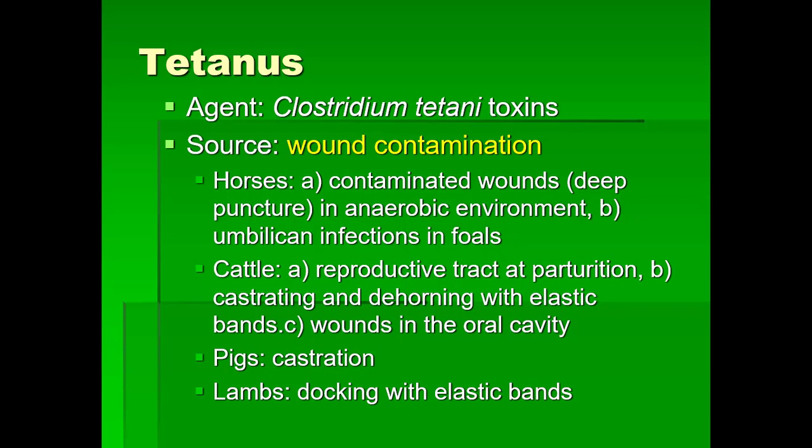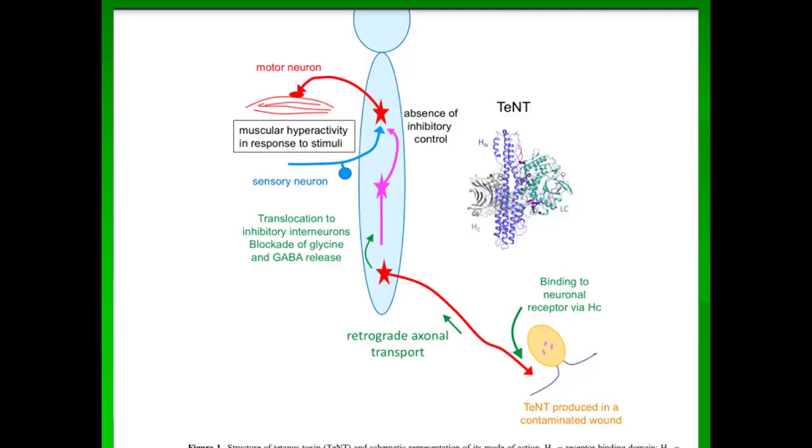And in lambs and adult sheep, infection is most often associated with either castration, docking, or shearing. Actually, docking with an elastic band is probably the most common cause of tetanus in lambs. Now, with regards to the mechanism of action, the main exotoxin, which is known as tetanospasmin, is actually a huge protein of about 150,000 Dalton of molecular weight.